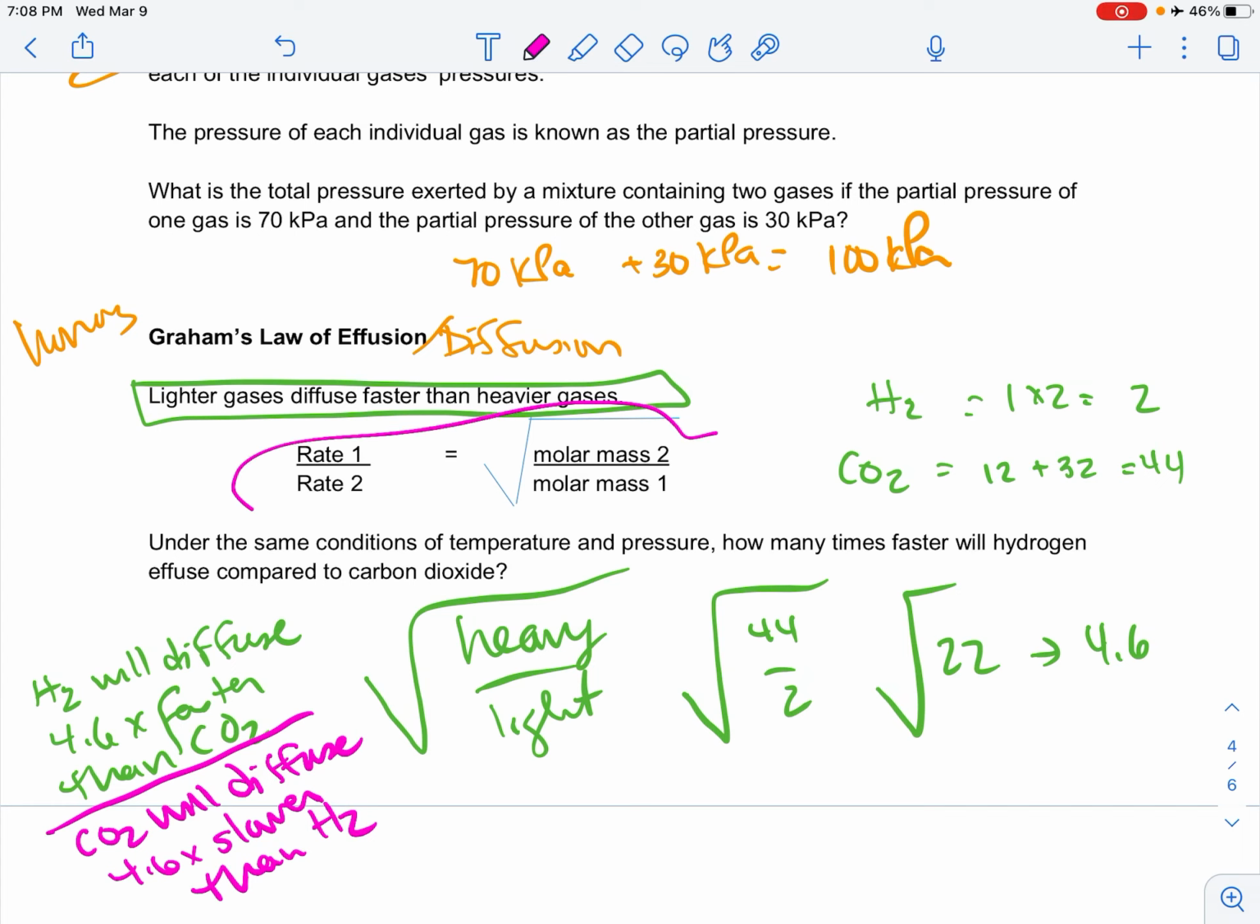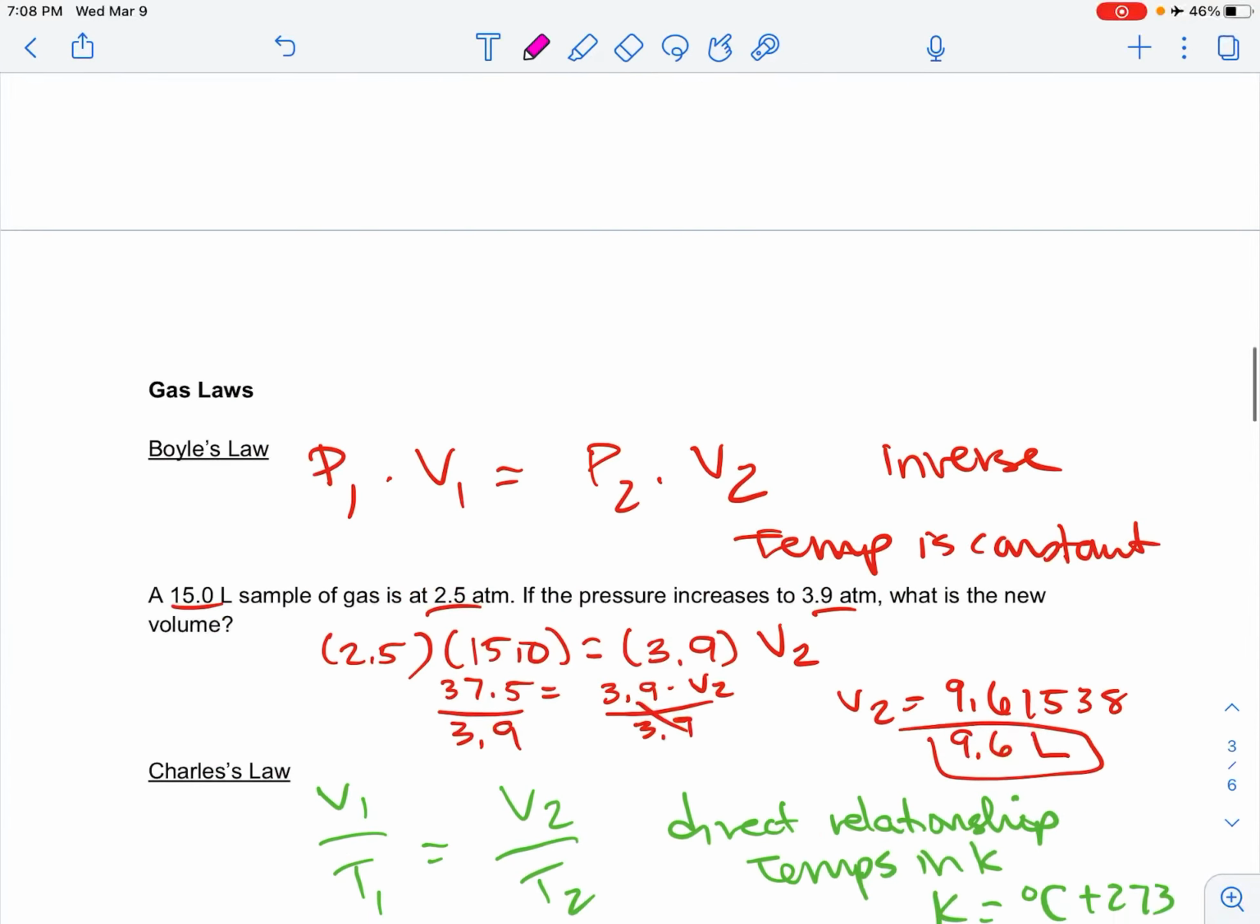So I'm going to give you this formula, but you're going to need to know this part. Okay? That's it. So if you've got any questions, let me know. Thank you.